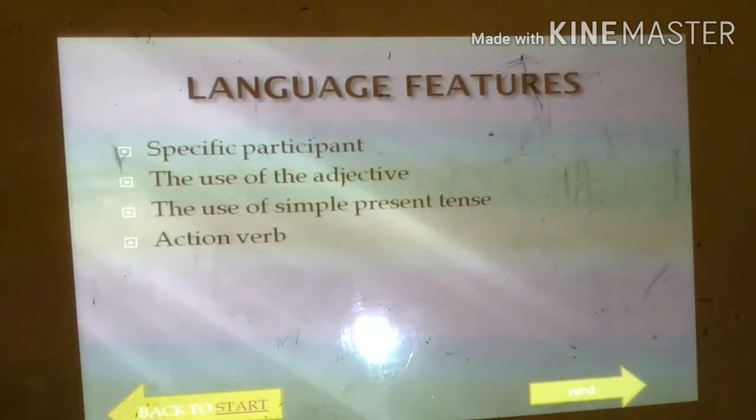How about language features in descriptive text? The first, descriptive text has a specific participant. It means it has a certain object. For example, Indonesia, Borobudur, and other places.